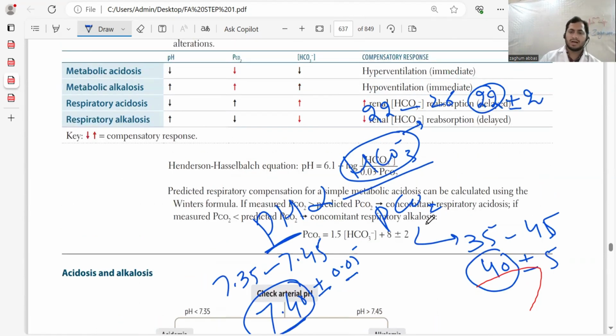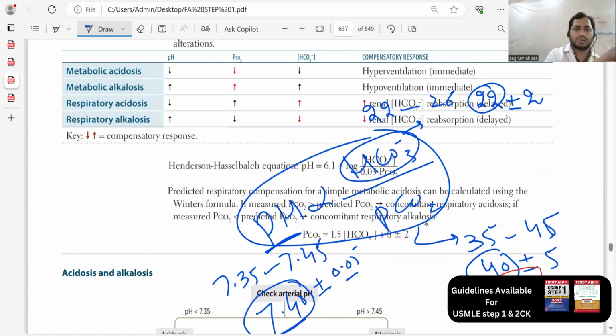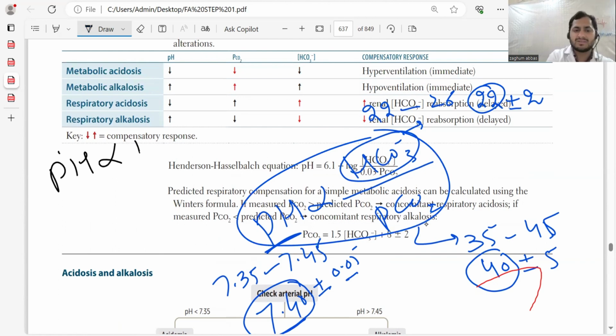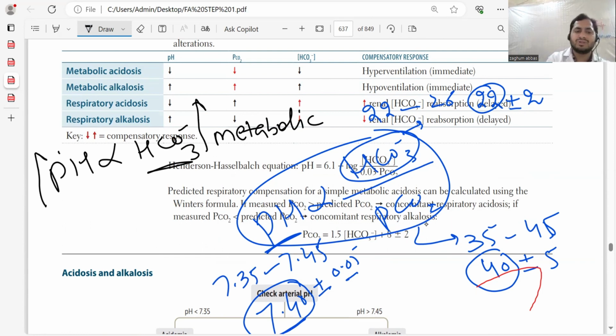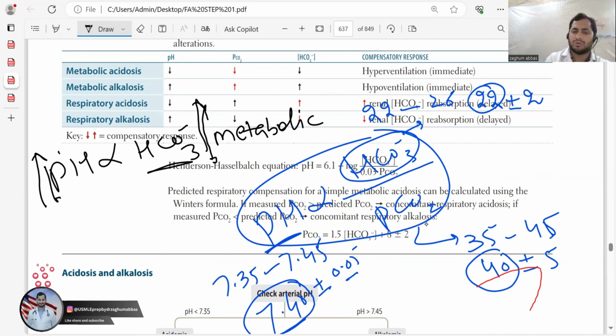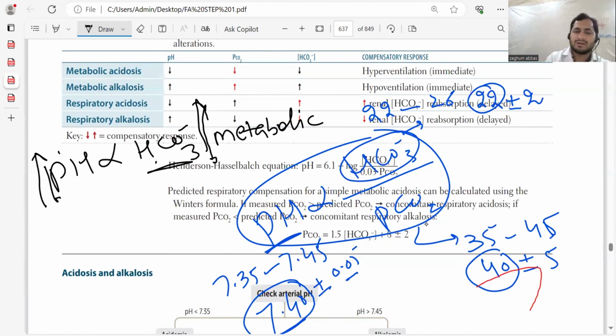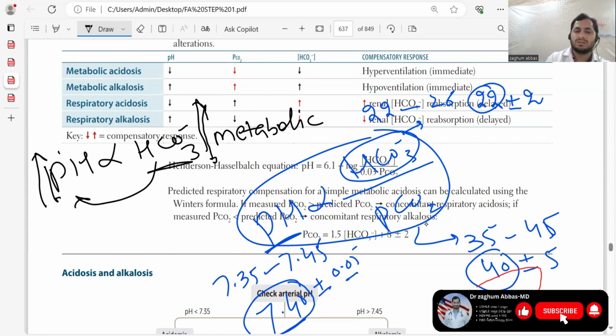Then remember, I'm just repeating that formula in two ways. pH has a direct relation with bicarbonate. And remember, bicarbonate is a metabolic component. When bicarbonate increases, pH will increase. When bicarbonate decreases, pH will decrease. So that is an easy way to cram that. There is a direct relationship: when one is increasing, the other will increase; when one is decreasing, the other will decrease. And that is your metabolic component.